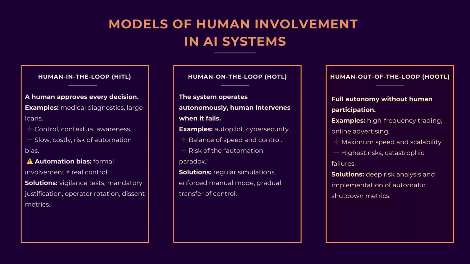Human out of the loop. This model is full autonomy; decisions are made without human intervention. Examples include high-frequency trading or automatic ad bid optimization. The main advantages of full autonomy are maximum speed and scalability. However, the risk is extremely high, as errors can lead to catastrophic consequences with no possibility for prompt human intervention.